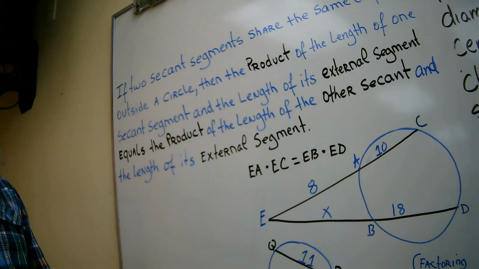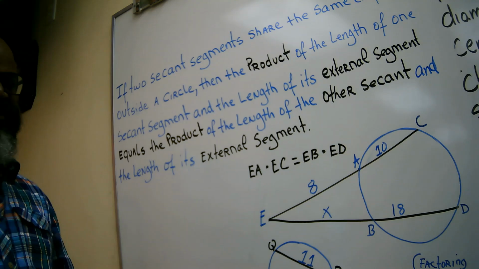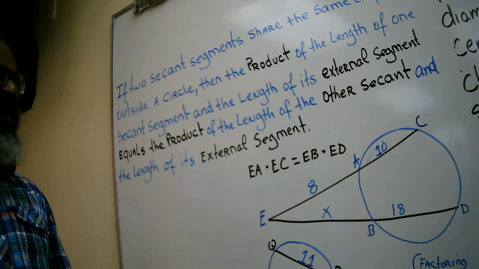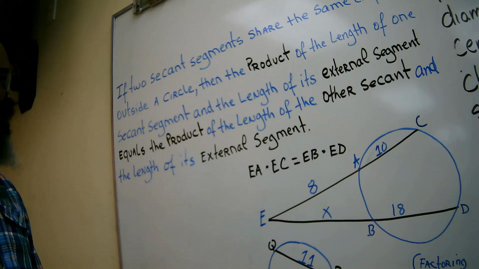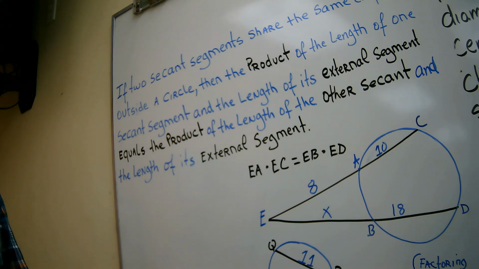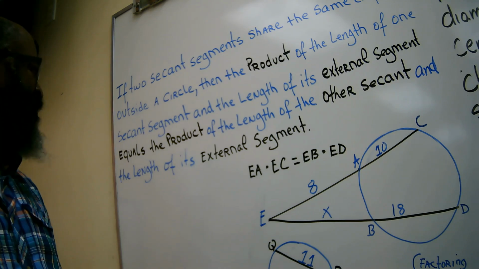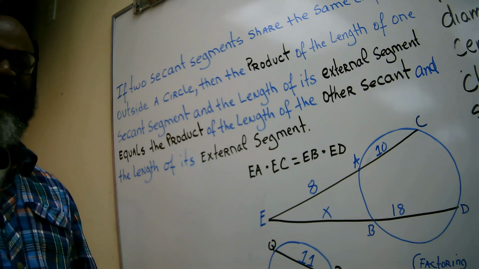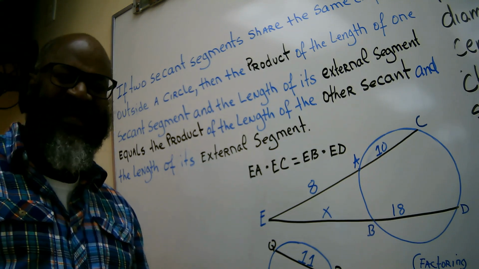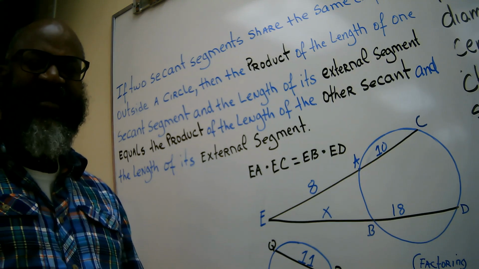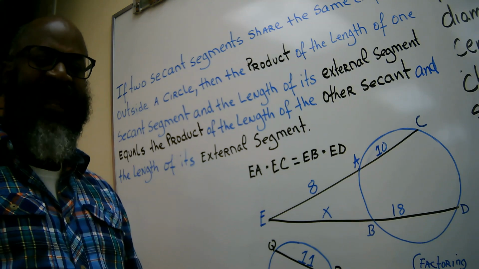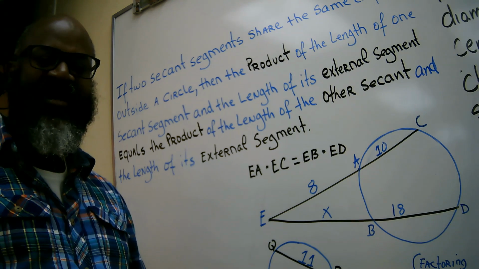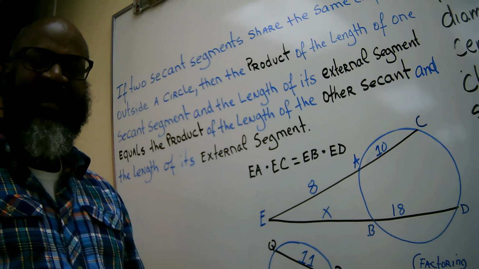The theorem says that if you have two secant segments that share the same endpoint outside the circle, then the product of the length of one secant segment and the length of its external secant is equal to the product of the length of the other secant and the length of its external secant. They're telling you that if you have two secants that share the same external point, the external part of the secant times the entire secant is equal to the other external part of the secant times the entire secant.